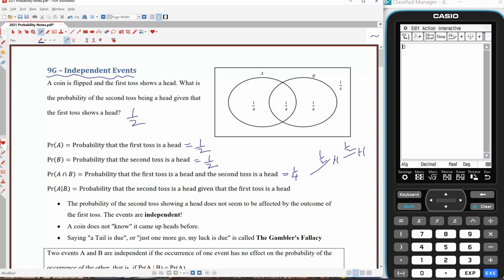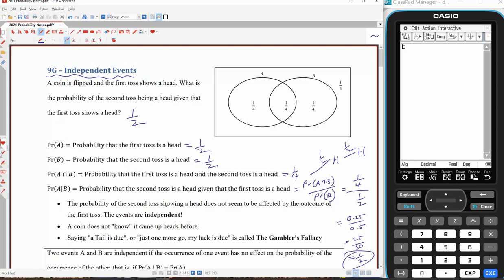The probability of A given B is the probability that the second coin toss is a head given that the first coin toss is a head. So the answer to this needs to be a half. The probability of A given B is the probability of A intersect B over the probability of B. That's just the conditional probability formula. We've worked out A intersect B, it's a quarter, over the probability of B, which we worked out as a half. In other words, 0.25 over 0.5, which is 25 over 50, which is a half.